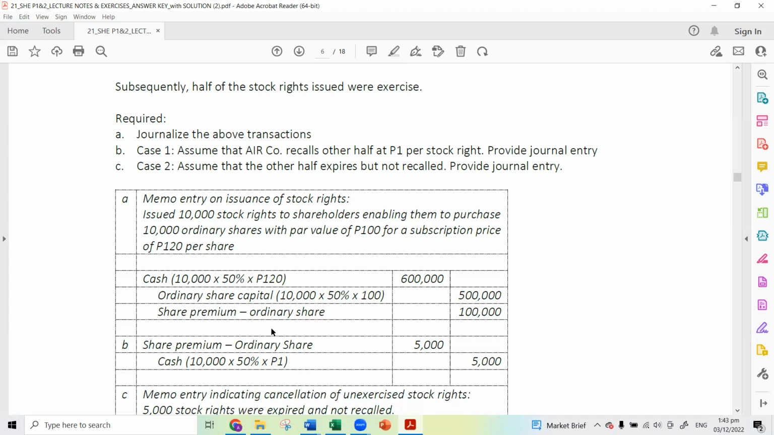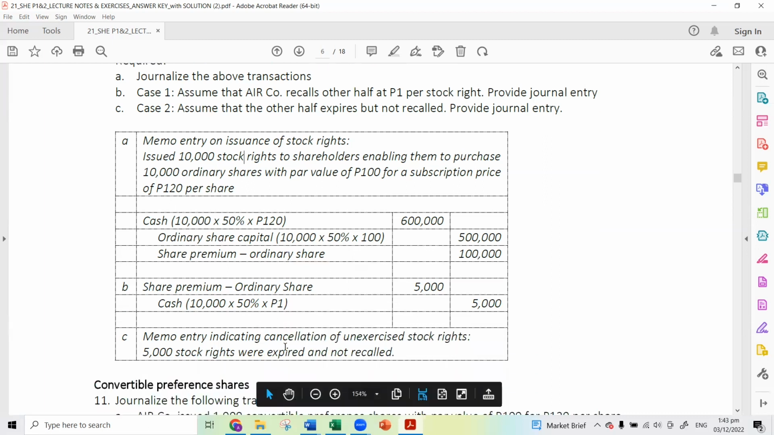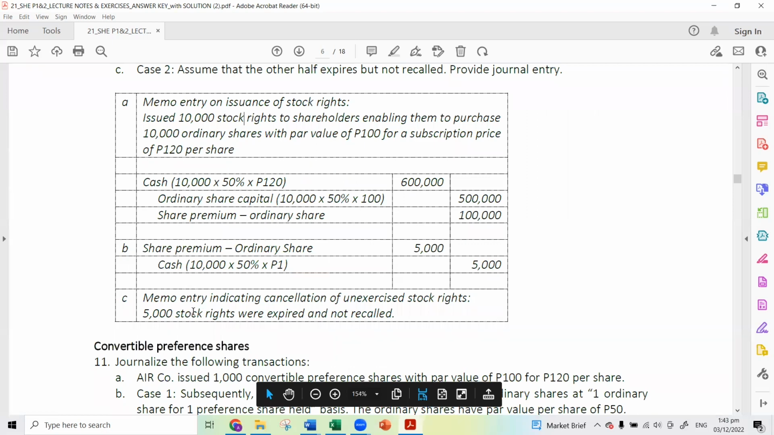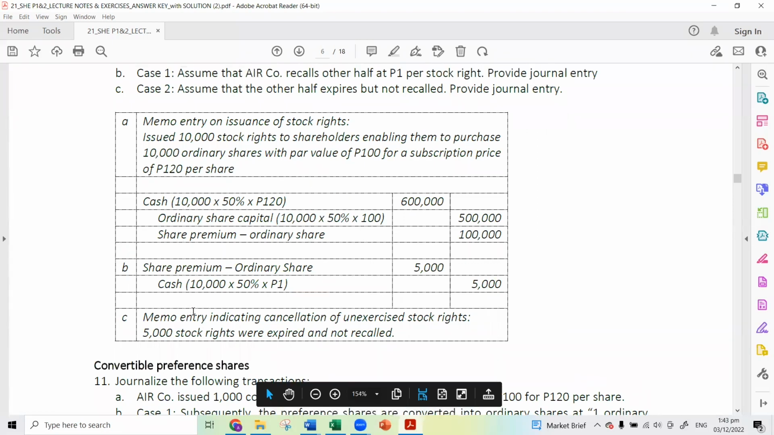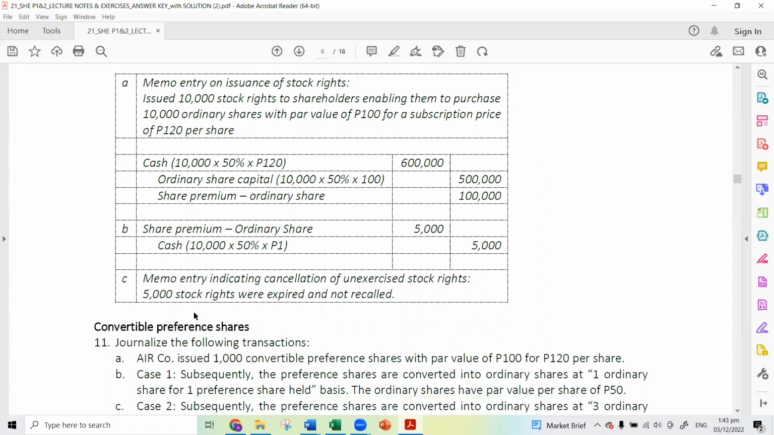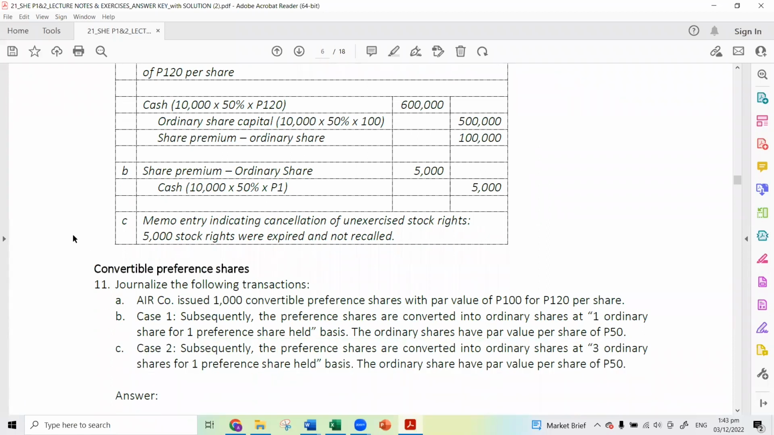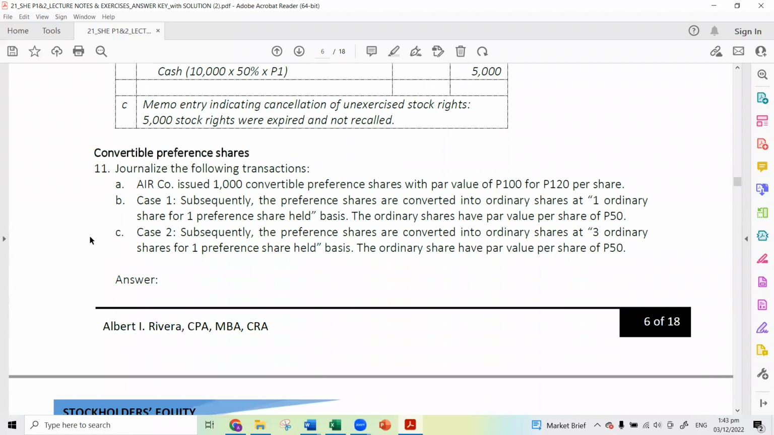So, paano sir kapag if the stock rights expire pero hindi naman kinancel? Pag ganun, wala. No entry is made if the stock rights expire but not cancelled. Okay? So, ito yun. Yung mga pinagsasabi ko dyan. Okay? Ano pa? Wala na. Okay? So, let's go to convertible preference shares.